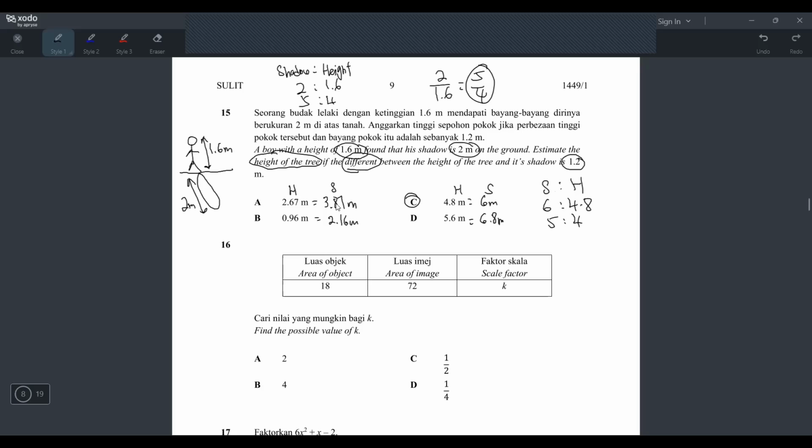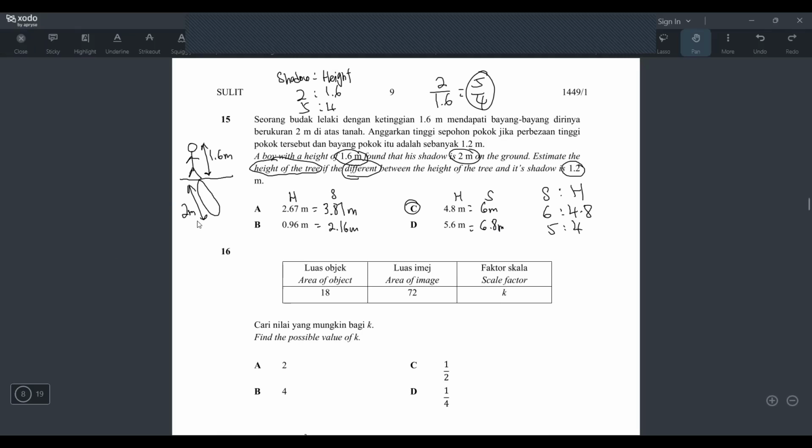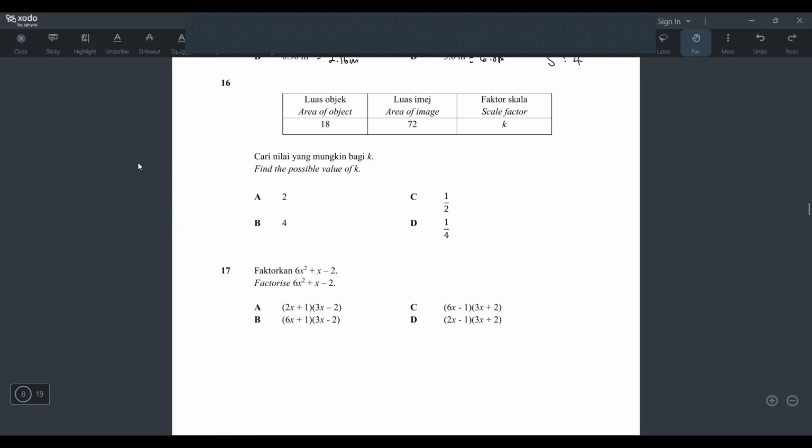If you try with A, 3.87 divide 2.67, you will not get 5/4. Same thing here, 2.16 divide 0.96, you will not get 5/4. 6.8 divide 5.6, you will not get 5/4 also. So the only answer is C. Okay, so that's how you do it. All right, it means we use ratio to solve this question.